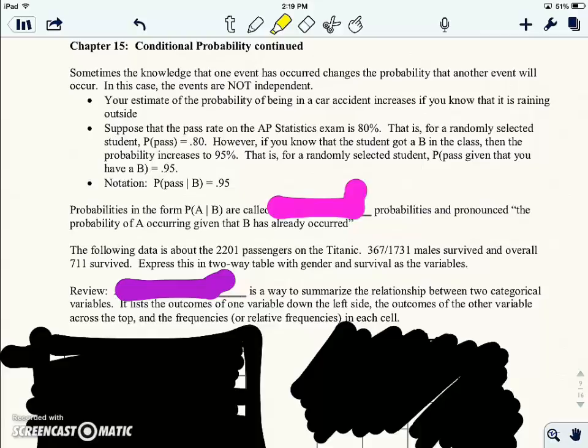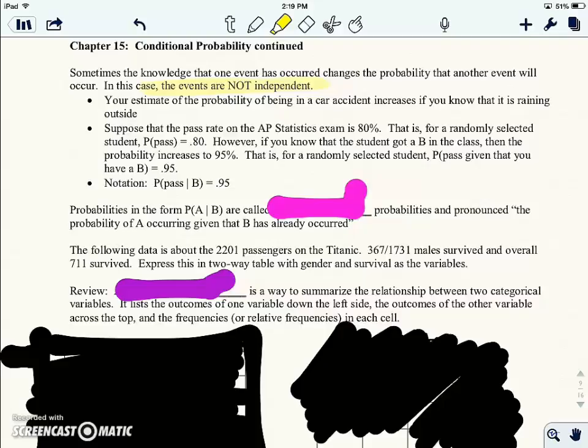Sometimes the knowledge that one event has occurred changes the probability that another event will occur. In this case, the events are not independent, and we have seen this before when we did random variables. Your estimate of the probability of being in a car accident increases if you know that it is raining outside. So the fact that it's raining is not independent of the fact that you might get in a car accident.